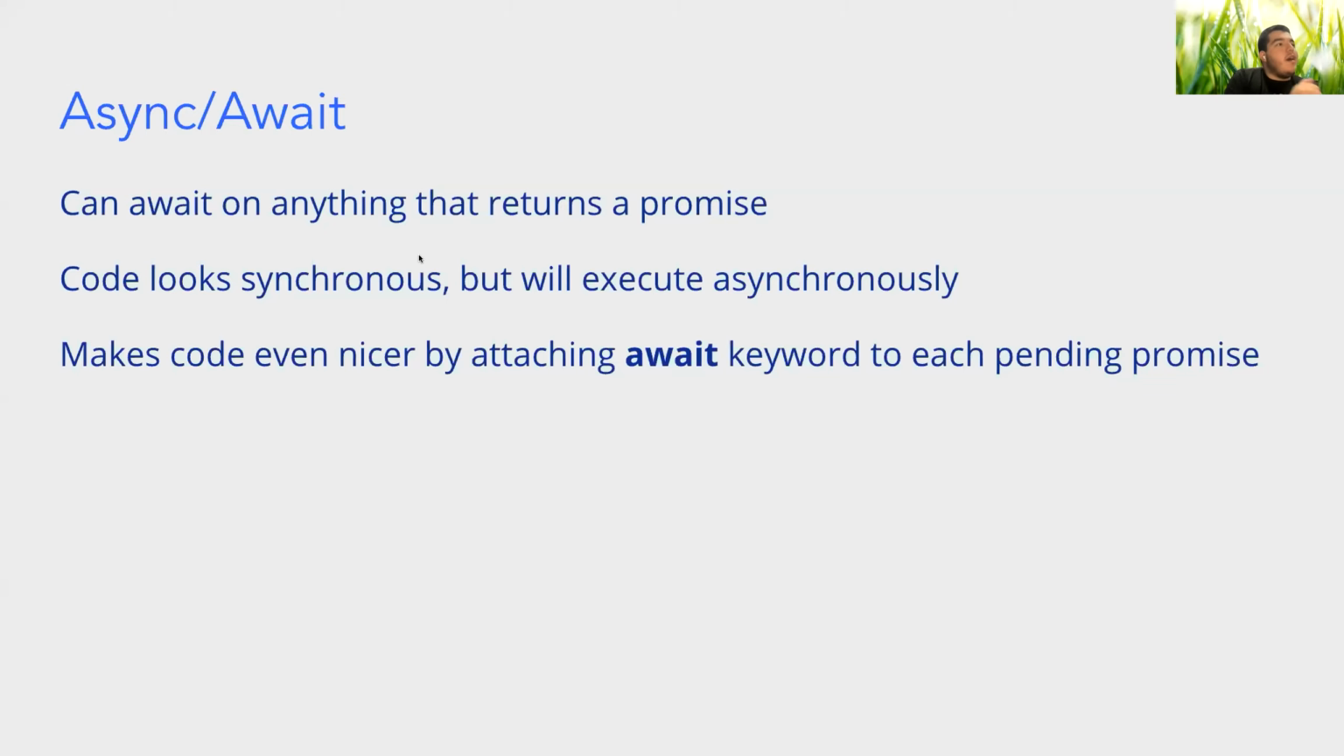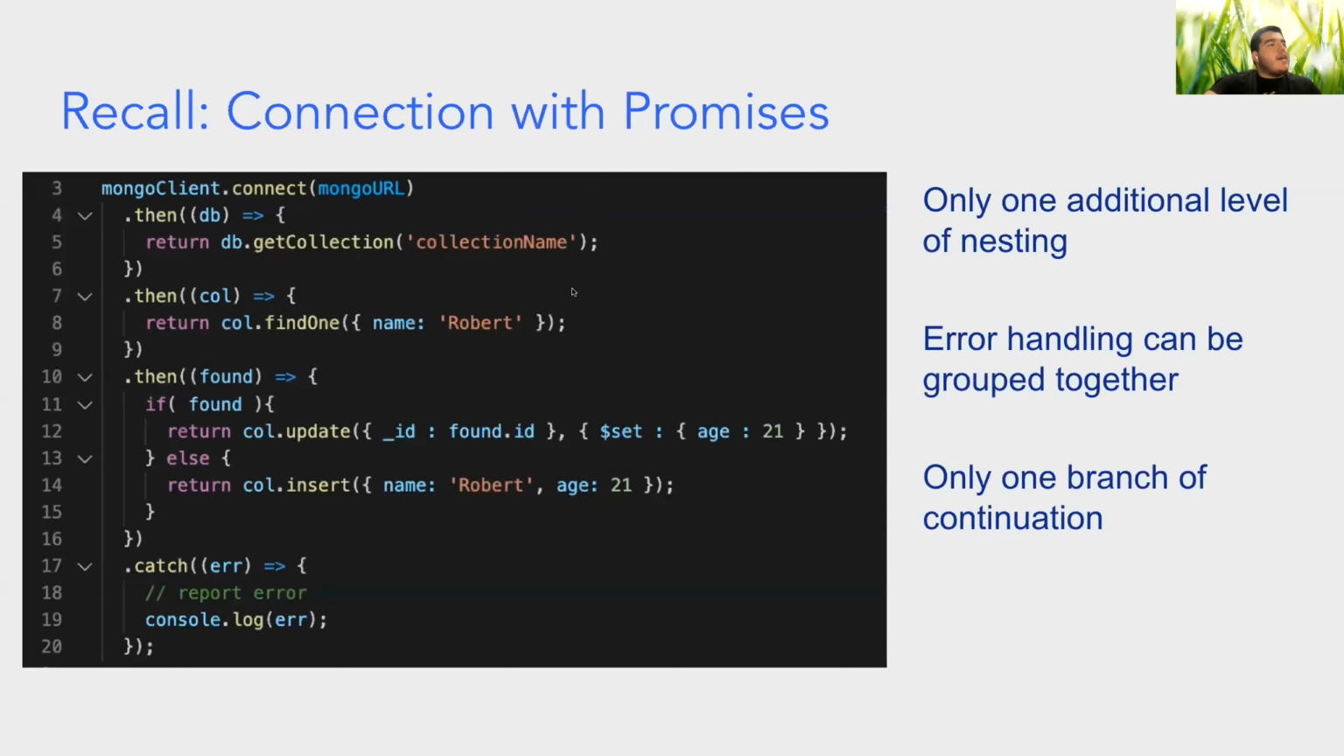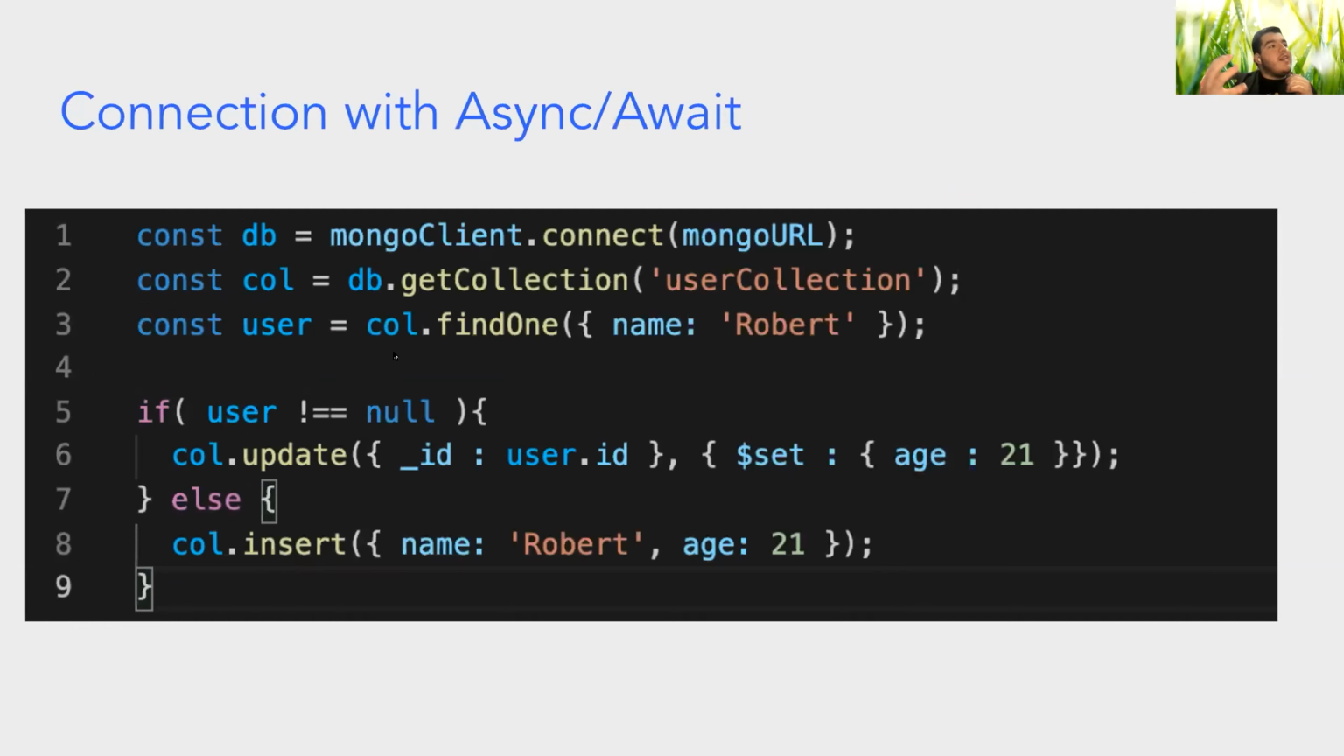So we basically await on anything that returns a promise, like that pending promise. The code looks synchronous, but it will execute asynchronously. And it actually makes the code look a little bit nicer. So let's start by plucking out all of the asynchronous functions as if they were their own line. So we do mongo.connect, db.getCollection, collection.findOne, and then the update and user. And so we pluck it into this.